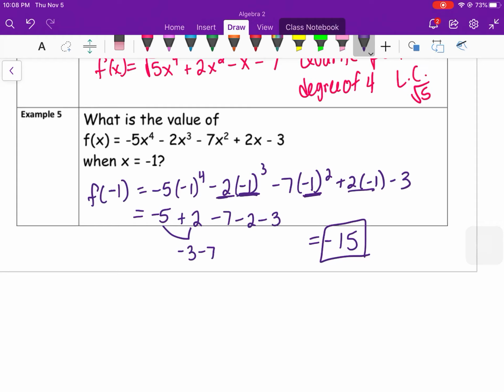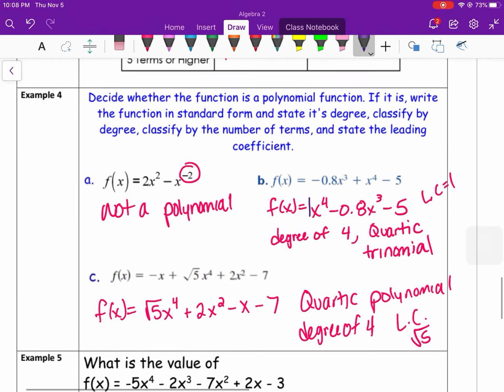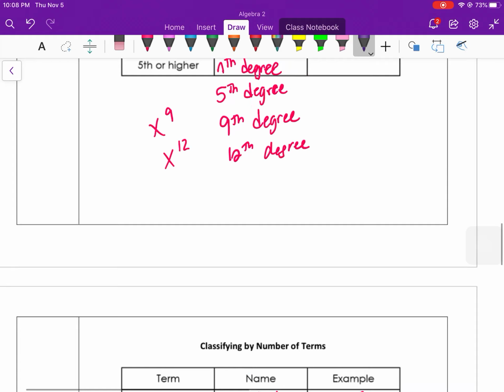If you double check my math on that, I will not be offended. So evaluating a function means to plug in that value. Later on in this unit, we'll find a neat trick to plugging in values like this that works out a little bit easier. But that's it for today.